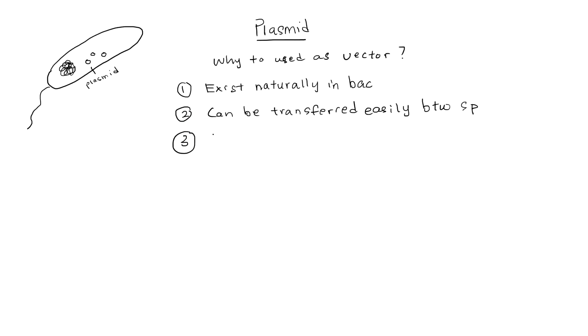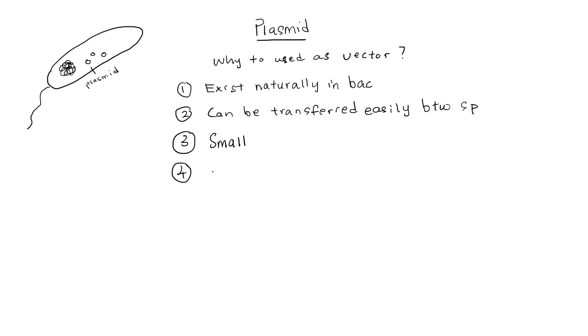Number three, it is very small. So it is a small DNA. Compared to large DNA, small DNA is easier to transfer. We can also say they have a low molecular mass or low molecular weight. So it will be more readily taken up by the bacteria. It is easier to transform the plasmid into the bacteria during the genetic engineering process.